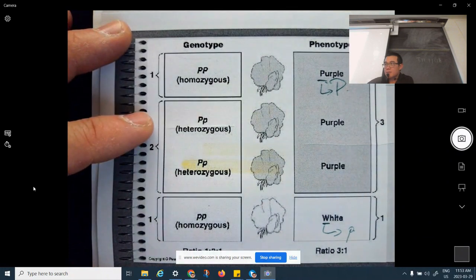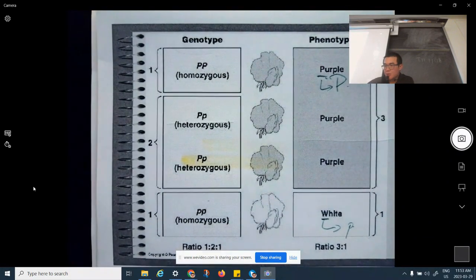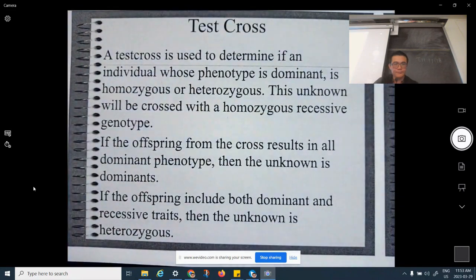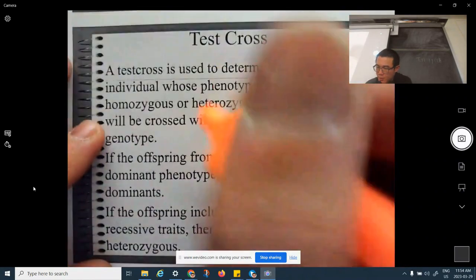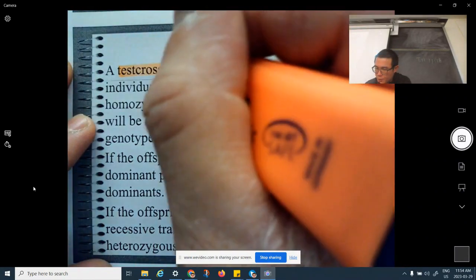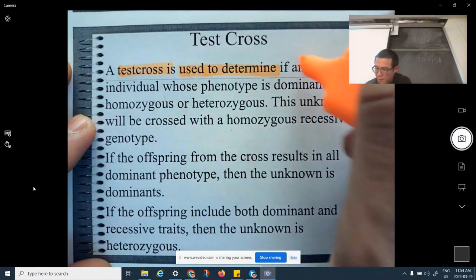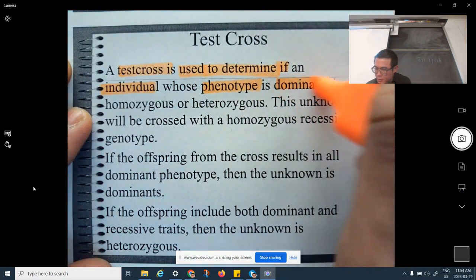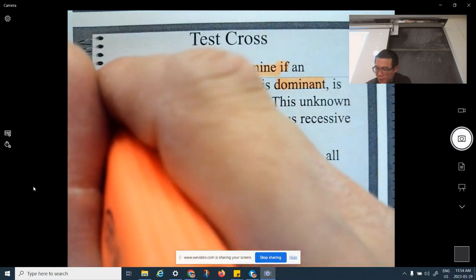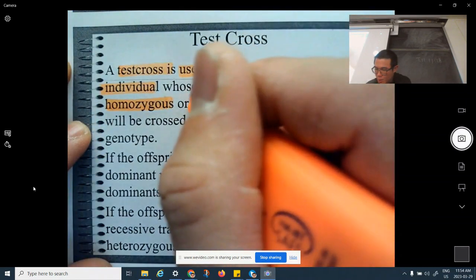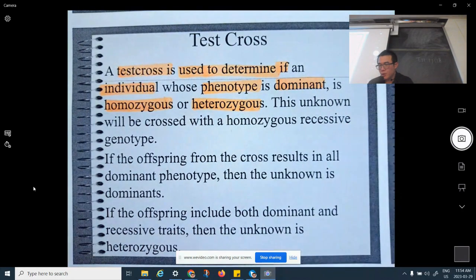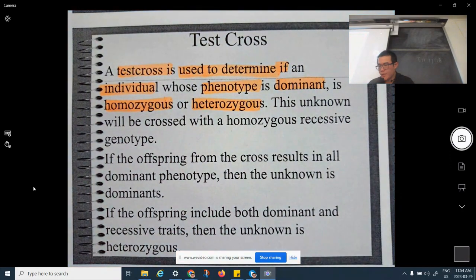Now, last but not least, this thing called test crossing. Test crossing is used to determine, for an individual whose phenotype is dominant, whether it is homozygous or heterozygous.